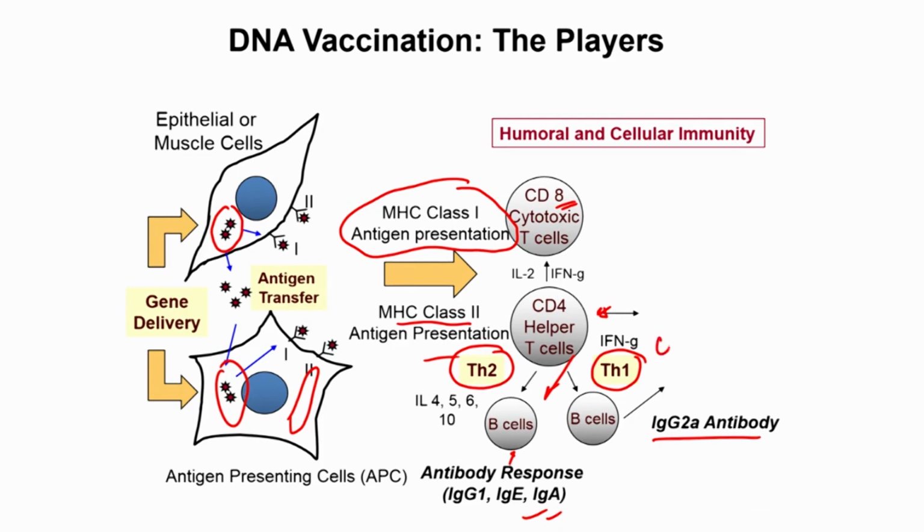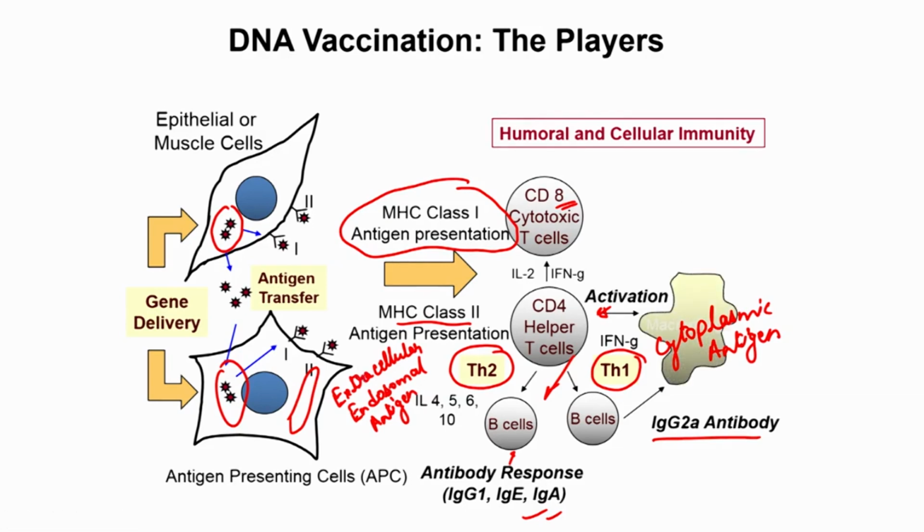So, this is for the cytoplasmic antigen, and this one is for the extracellular or endosomal pathogen or antigen. Obviously there is a little bit of crosstalk in all of this, but this is the generally accepted norm. Depending on all this, you will get different types of response.